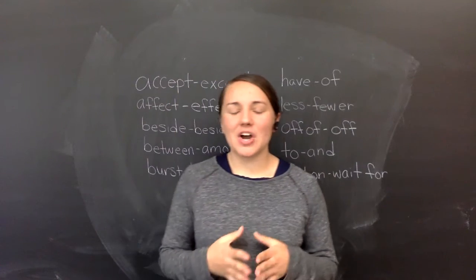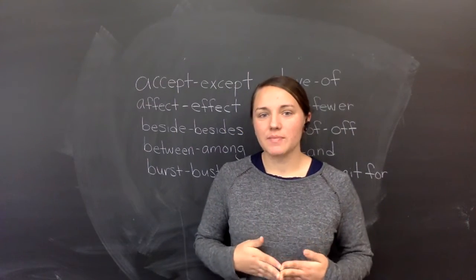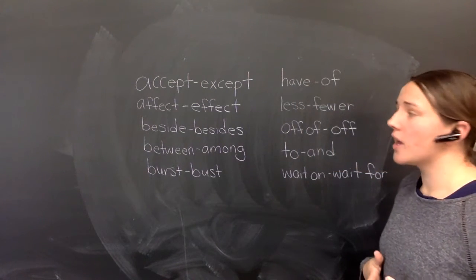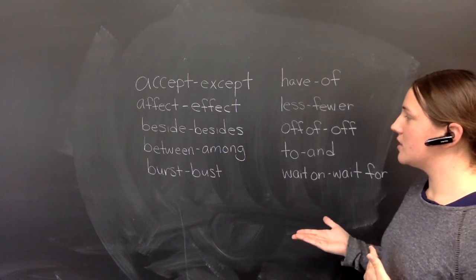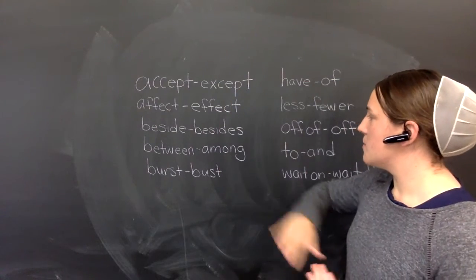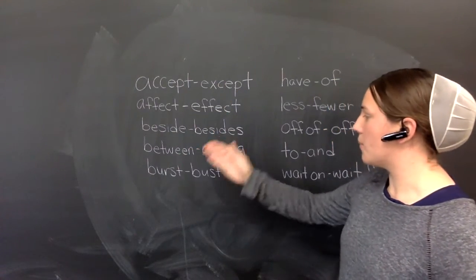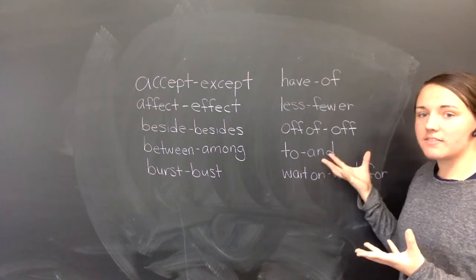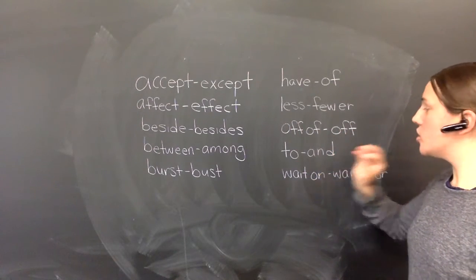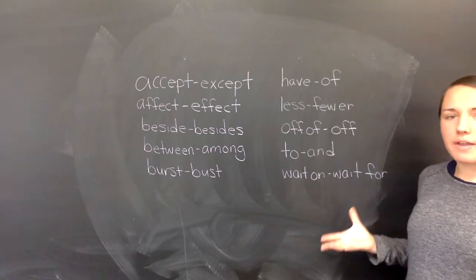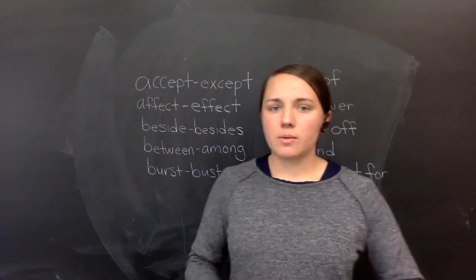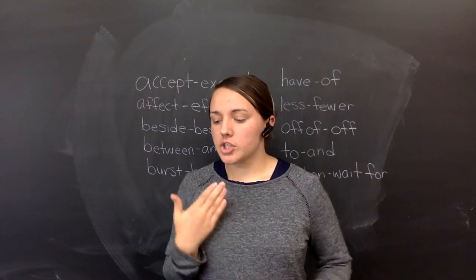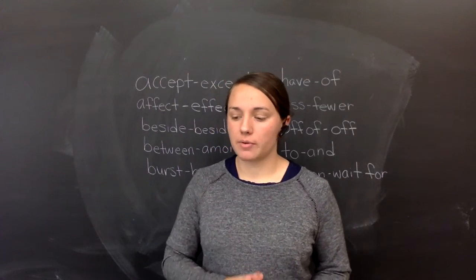Now for today's lesson, we're talking about other troublesome words and how to use them correctly. I have them listed here on the board. We have except, affect, effect, beside, besides, between, among, burst, bust, have, of, less, fewer, off of, off, to, and, wait on, and wait for. Now, these are some words that we tend to use incorrectly. So we're going to go over today how to use them correctly.